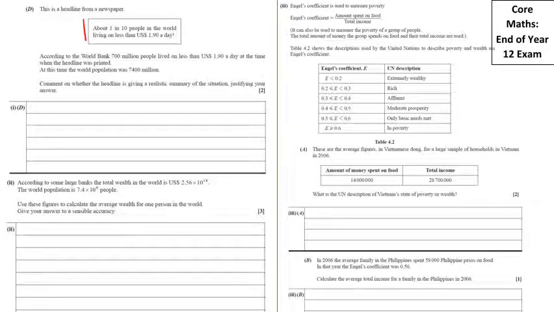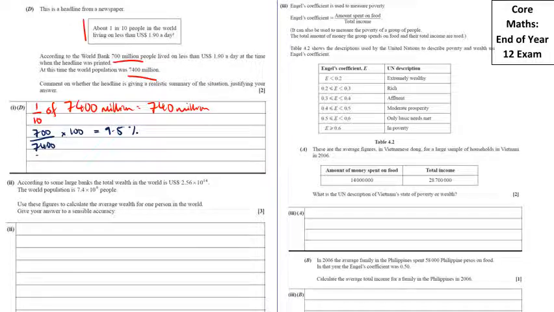Here you had to comment on this newspaper headline, given the fact that 700 million people were living below that poverty line of $1.90, and at the time the world population was 7,400 million. One way you could have done it was to just find 1/10 of 7,400 million. Or you could have found what percentage of 7,400 million 700 million was. Or if you did 7,400 divided by 700, that gives you about 10.5, so 10.6. And that means that it's 1 in every 10.6 people. So either of these were fine for doing the calculations.